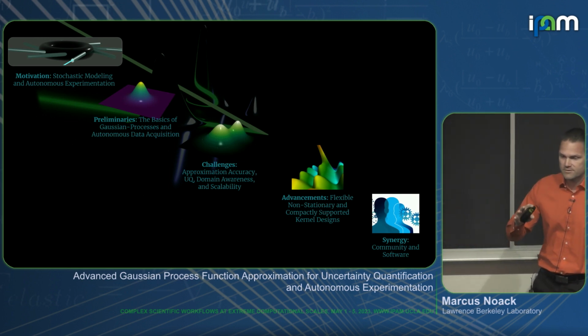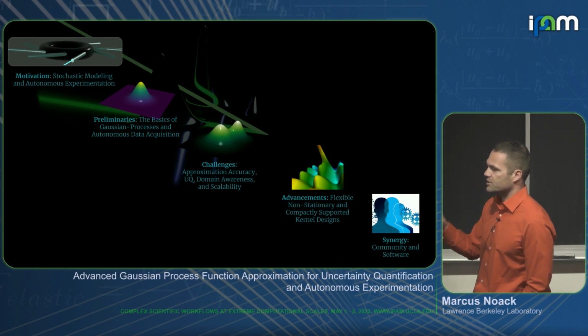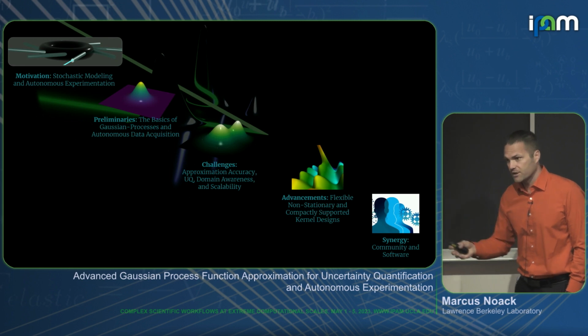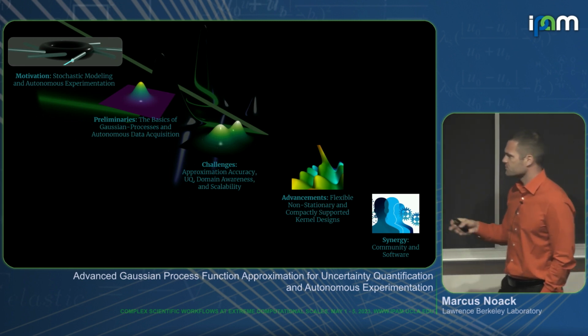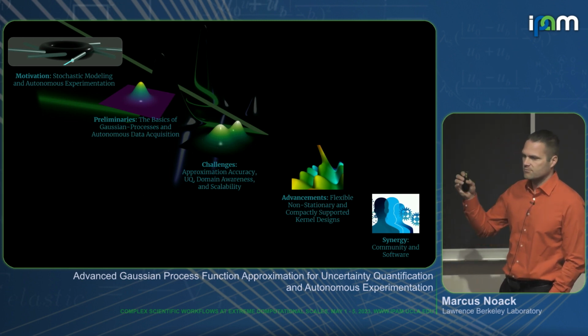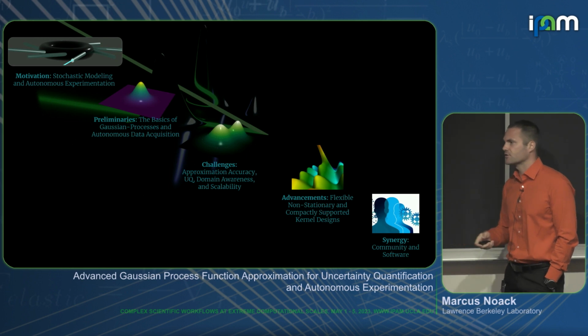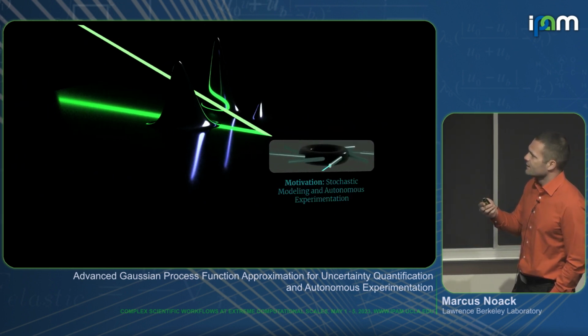There we're going to talk about some kernel designs and how these kernel designs can help us with expressibility, reliability, and also scalability of the Gaussian process. And then right at the end, I want to talk about some synergy, community codes, and so on and so forth. So let's get started.